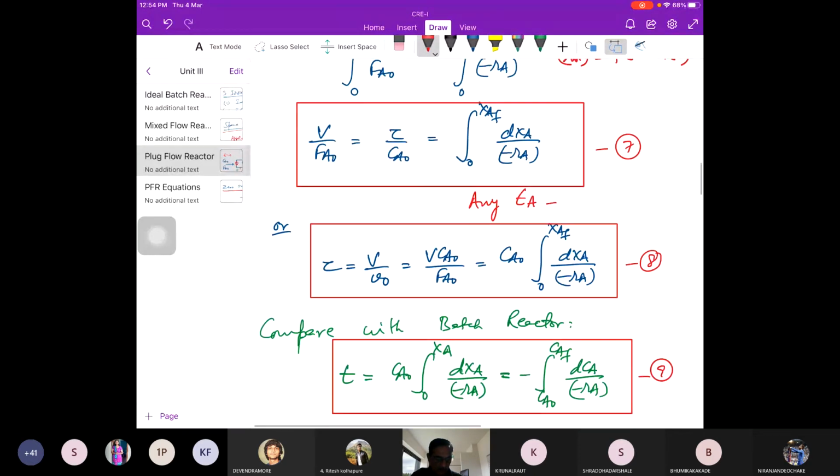ठीक है, if there are no questions then let us write this in different form, tau के terms में. V upon V naught, V into CA naught upon FA naught is equal to CA naught लेना पड़ेगा यहाँ पर tau के लिए, integral 0 to XAF dXA upon minus RA. So this is the equation for plug flow reactor.